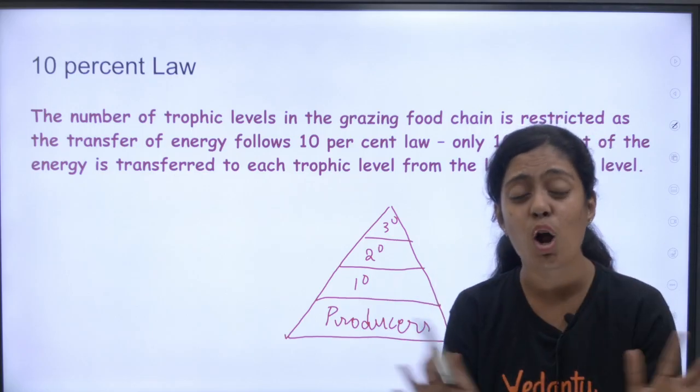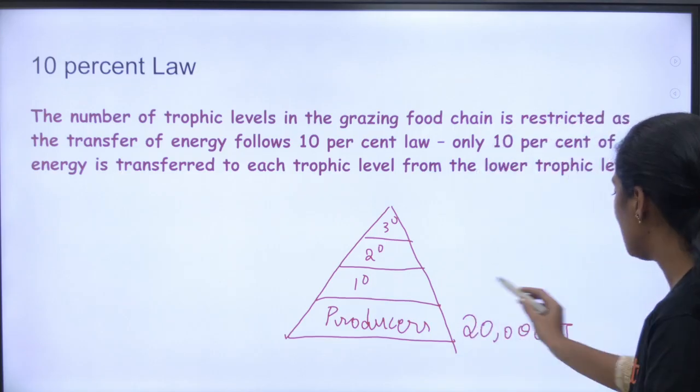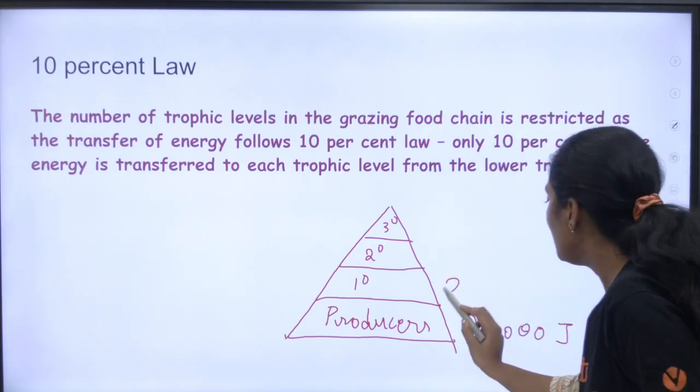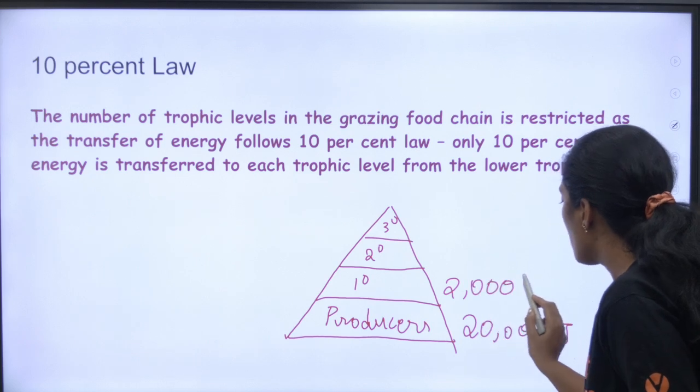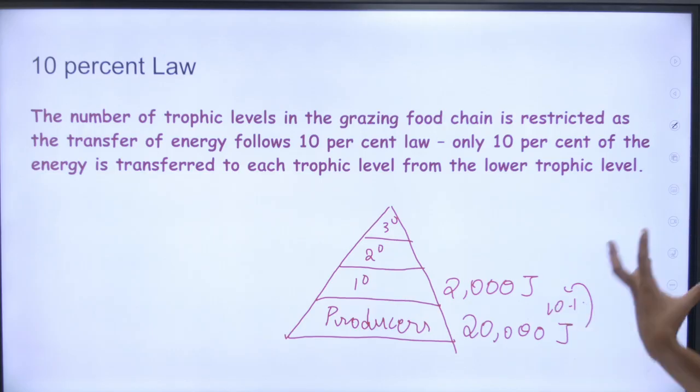But it is not so, pasangla. They just get 10% of the energy. So what is 10% of 20,000, pasangla? It is just 2,000 joules. Okay, so only the 10% is flowing. Okay, what is happening to the remaining 90%, ma'am? The remaining 90% is lost in the form of heat.